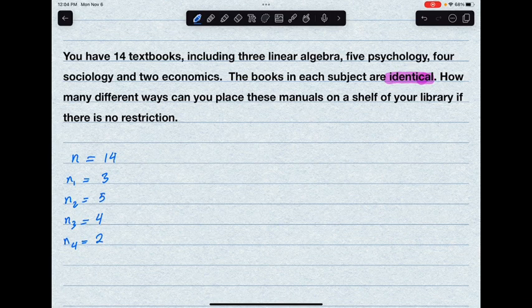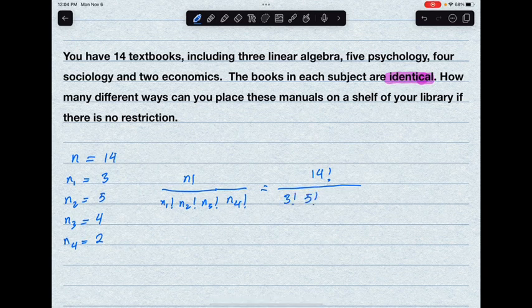Okay, so the formula is n factorial divided by n1 factorial, n2 factorial, n3 factorial, n4 factorial. So it's going to be 14 factorial divided by 3 factorial, 5 factorial, 4 factorial, and 2 factorial.